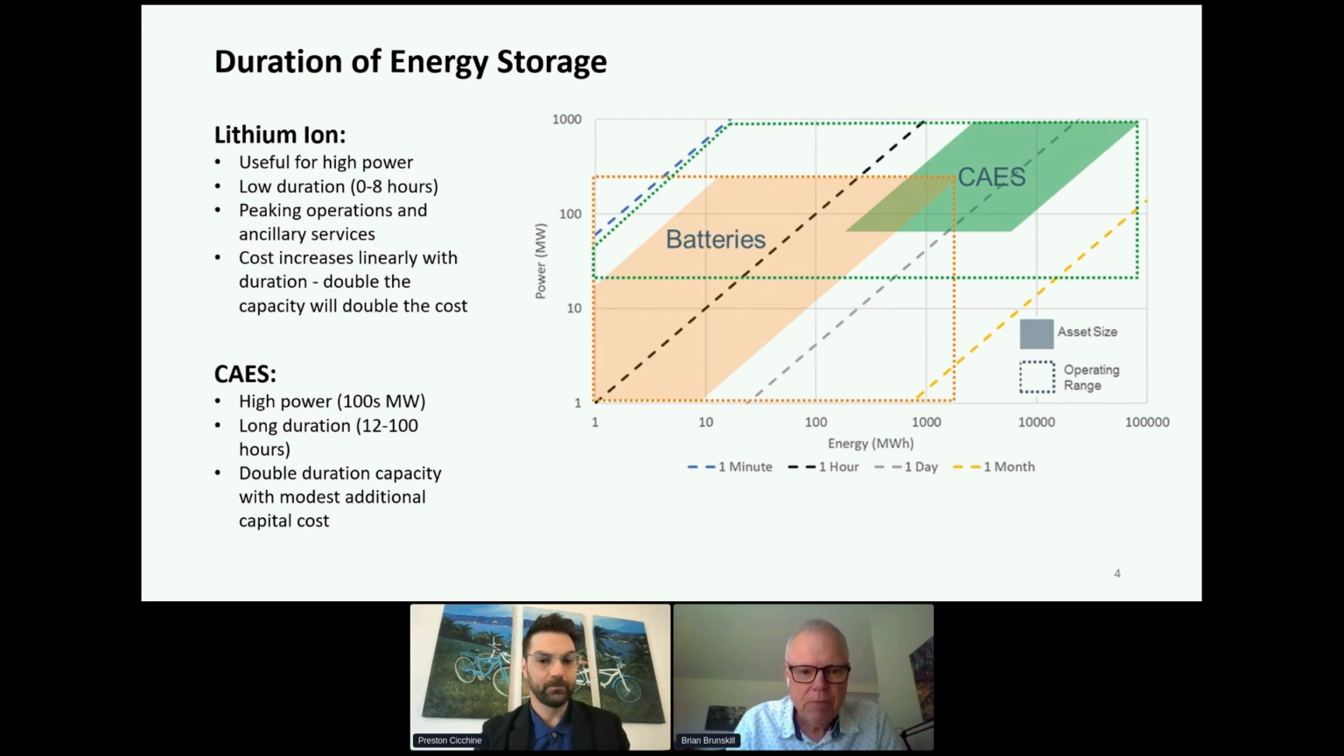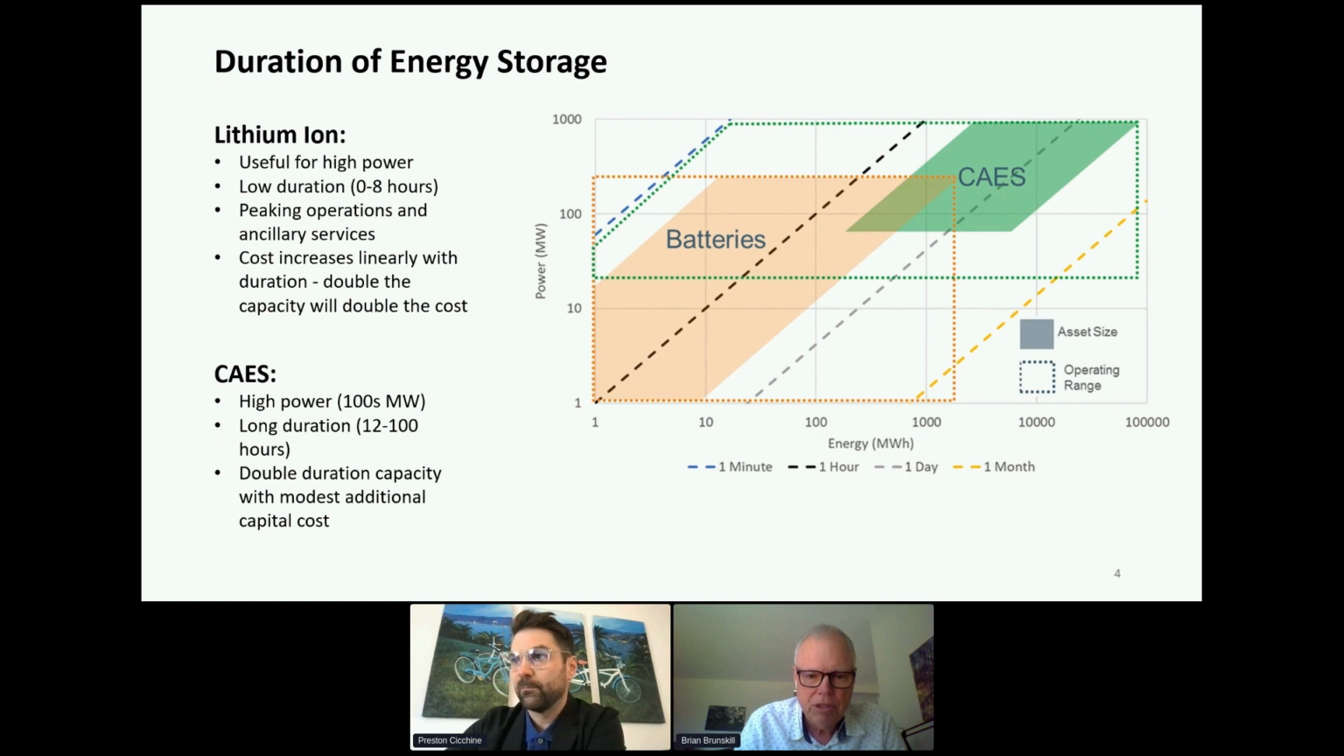This next chart has power on the left-hand side and energy on the right, which refers to the duration. And of course, the area we're mostly familiar with for storage is batteries. Batteries occupy the lower left quarter of this chart, and compressed air the upper right quarter. Lithium-ion batteries are useful for high power but low duration, usually measured in hours, and provide excellent peaking operations and ancillary services. But the cost increases linearly with duration. To double the capacity essentially doubles the cost. You just have to proportionally add more batteries.